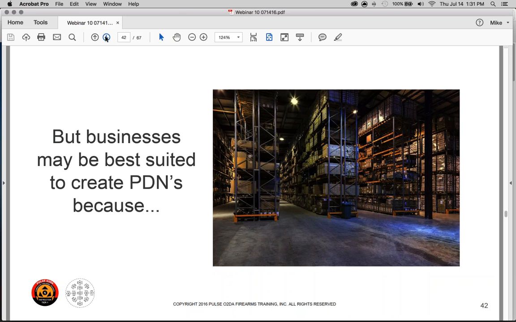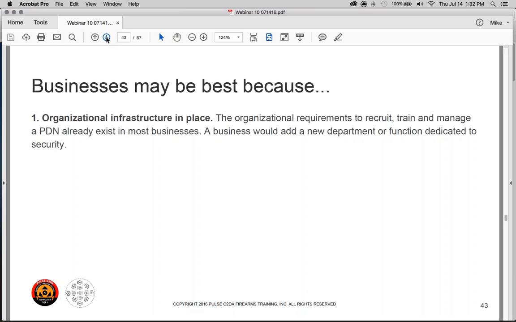Having said that, though, from the standpoint of looking at the overall functionality and our objective here, which is self-reliance within a community, businesses may well be best suited, despite those objections, to create private defense networks because, first and foremost, businesses already have the organizational infrastructure in place to build out private defense networks. The organizational requirements to recruit, train, and manage a PDN already exist in most businesses. A business would simply add a new department or function dedicated to security.